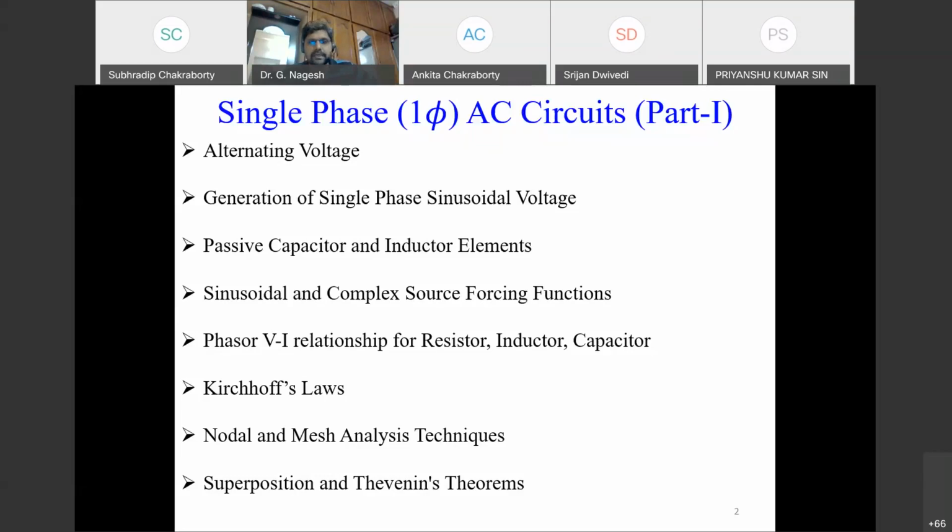After that we will discuss sinusoidal and complex source forcing function. That is, if you apply a sinusoidal voltage to a circuit, what happens, and a complex source. We'll see what that complex source means and why it is required. We'll analyze the circuit using a sinusoidal source as well as a complex source. Next we will discuss phasor and phase.